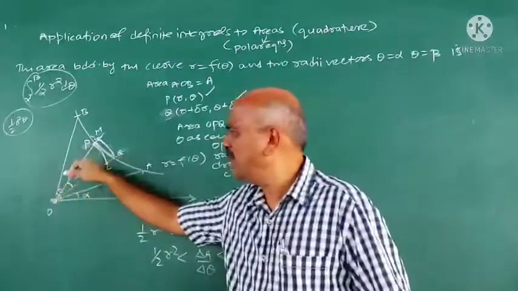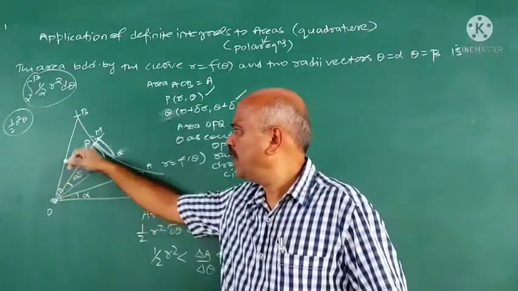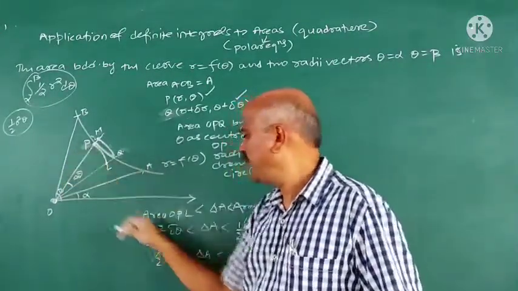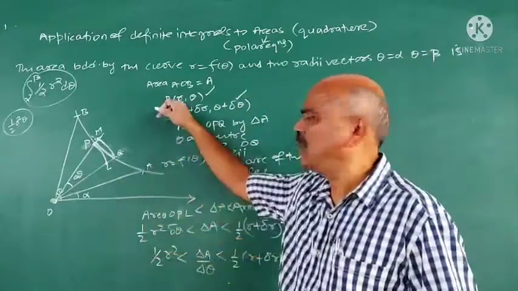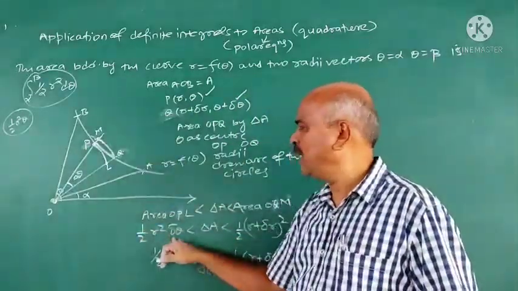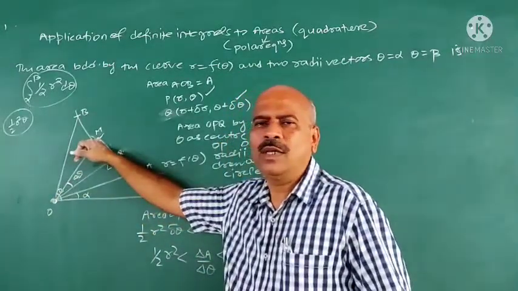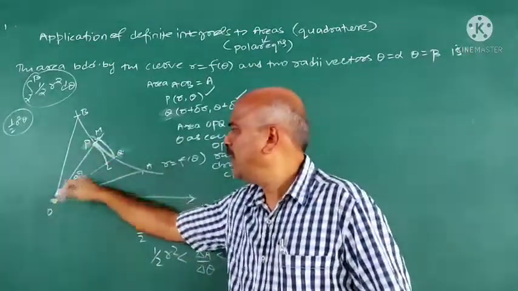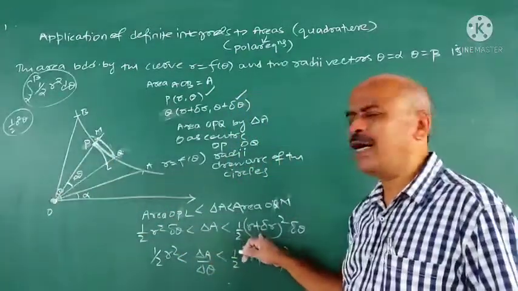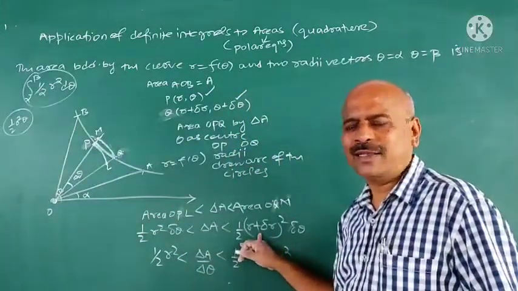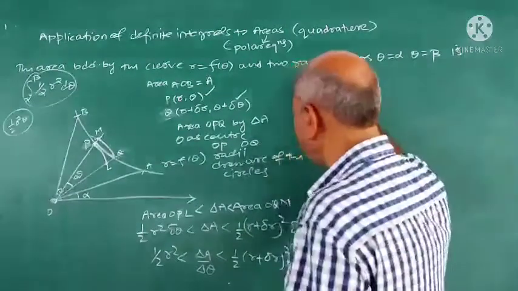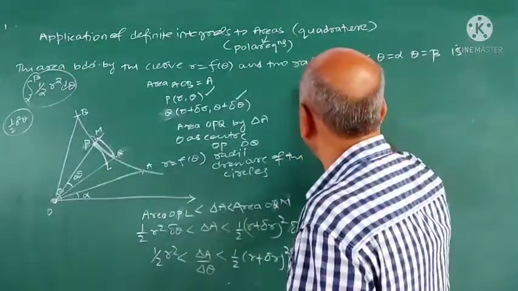For what is sector OPL? Radius is OP, r, because I have not changed this one, so half r square delta theta. What is the area of the sector OQM? Sector OQM, radius is OQ, r plus delta r. Correct? Yes. Now, we consider the limiting case.